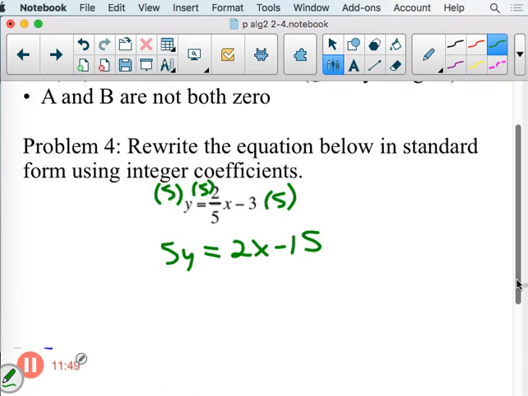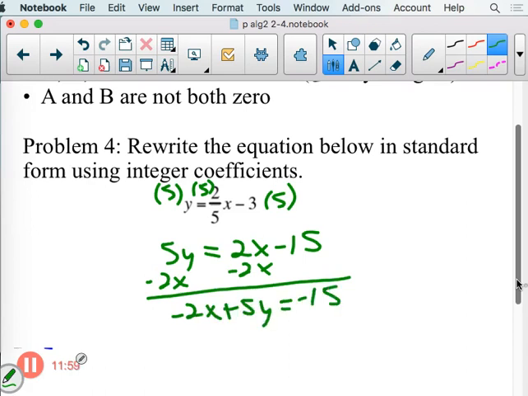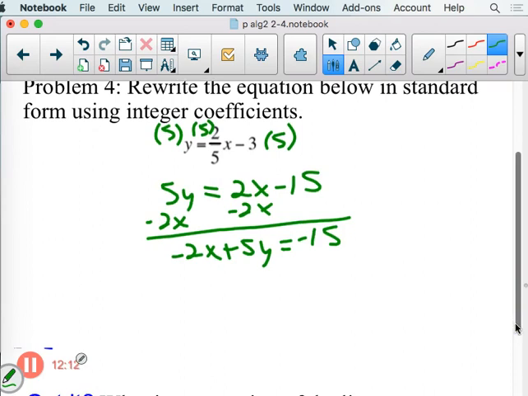How do we move this over here? Subtract it. Subtract 2x. Minus 2x plus 5y equals negative 15. Now, like I said, every once in a while you'll have a professor that says, oh, that is just awful because your first term is a negative. Well, if that's the case, all you have to do is change all the signs and it will be equivalent. And that's because what we're really doing is multiplying it all by negative 1, and that's equivalent.